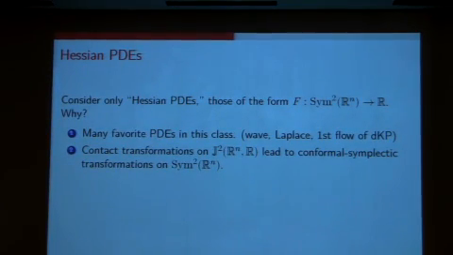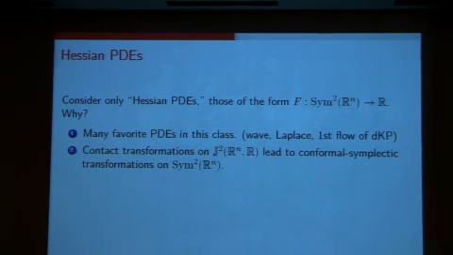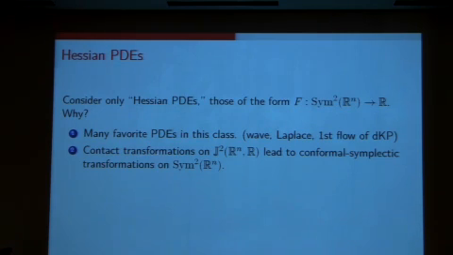Certainly the wave equation and the other form of the wave equation and the other example I gave are in this class. And secondly, we can understand contact transformations on this class very nicely. So if you consider the contact transformations that preserve this class of PDEs, it's very easy to understand. There's a natural action of the conformal symplectic group on symmetric matrices. In fact, you should think of symmetric matrices as the Lagrangian Grassmannian in R^{2n} for some symplectic form. So it's easy to understand the group action there.